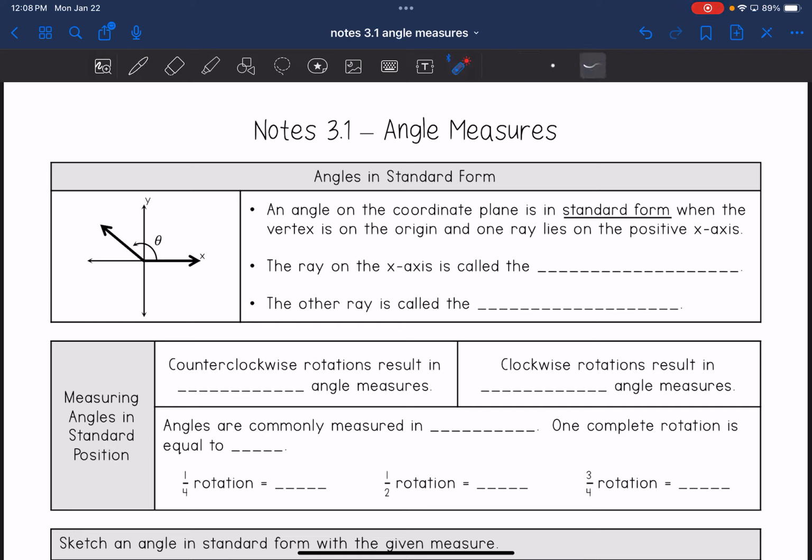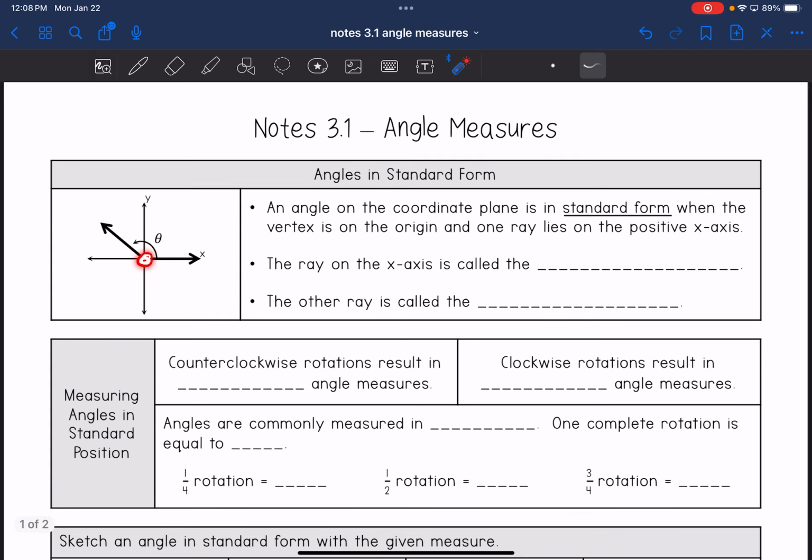The first thing is an angle on the coordinate plane is in standard form when the vertex is on the origin, like in this picture, and one ray lies on the positive x-axis. That ray that's on the x-axis, we call that the initial side, since that's where we would say our angle begins. And then the other ray, the one that's not on the x-axis, we call the terminal side.